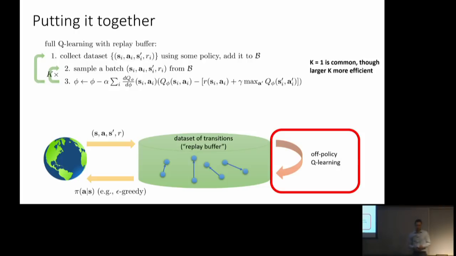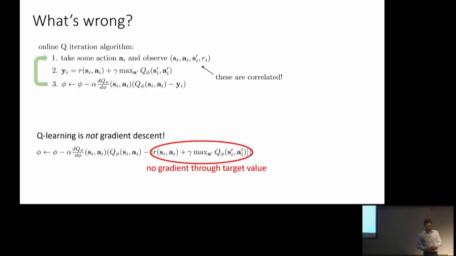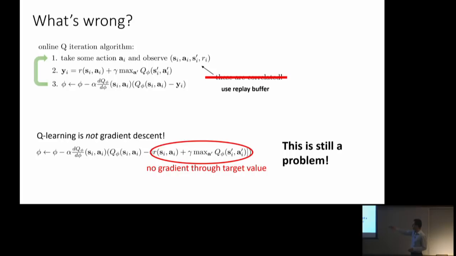Okay. So now I'm going to talk a little bit about the other issue. The other issue is that, okay, this one we'll address by using the replay buffer, but the other issue is that this is still not gradient descent. So this thing is still a problem. So let's talk about the other issue. We can't completely solve the other issue, but we can mitigate it with some tricks.